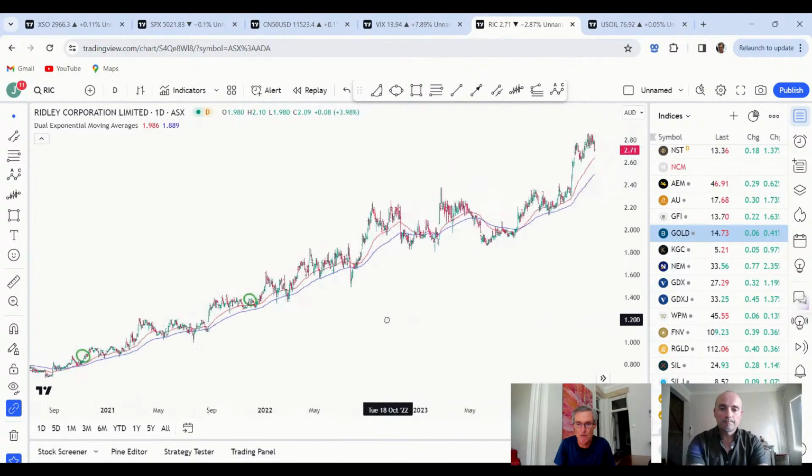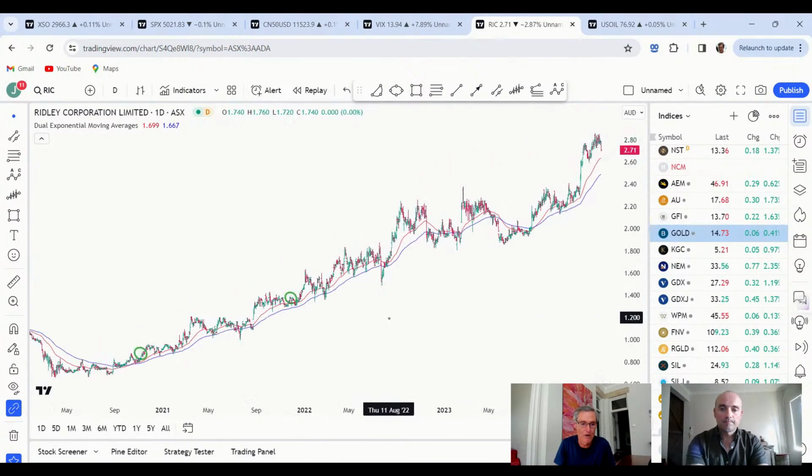I'm using an example from my own portfolio for this. There's a company called Ridley Corporation. RIC is the code. It's an ASX stock. Could use many stocks, but I just use this, and so this is my entry point, this green circle. So it's up about 100%. And this second green circle, this is the Motion Trader entry point. This is where it first triggered a buy signal.